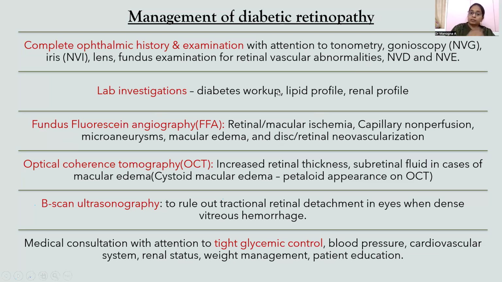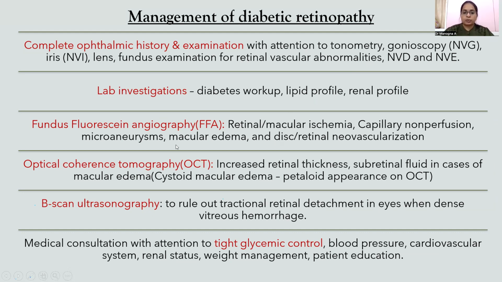Among investigations, the most important one is fundus fluorescein angiography. I've put the images before, right? It is the most important because it shows us areas of ischemia, areas of non-perfusion, and areas of leaking microaneurysms. Anything that we can't see clinically, we can see in FFA. So fundus fluorescein angiography is a very important investigation in diabetic retinopathy.